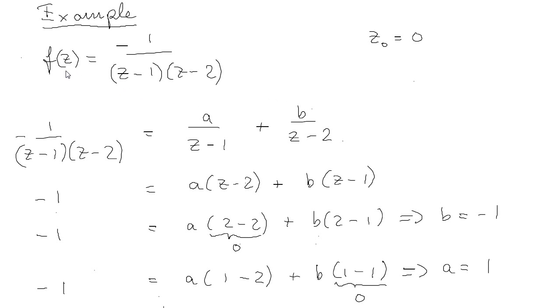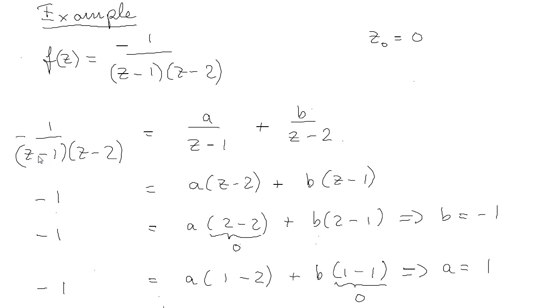Let's consider the following function. F of z is equal to minus 1 over (z minus 1) times (z minus 2). And we are going to find the Laurent series around the point z0 equal to 0. What we are doing is to replace this function by a sum of two less complicated functions on this form. So a and b are constants which we are going to determine.